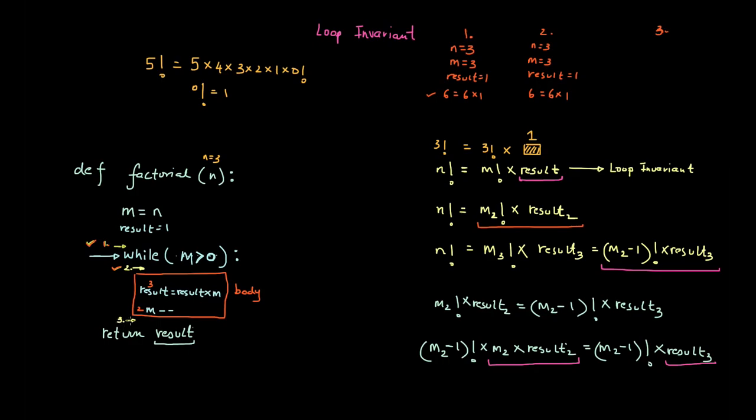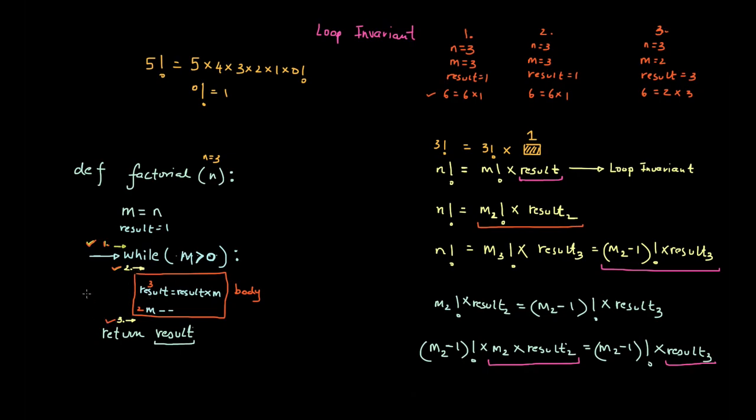What is it at point 3? Just after the body, at point 3, n is still 3. n hasn't changed anywhere in my code. My m has become 2. My result at this point is 3. What's my loop invariant? n factorial equals m factorial times result. n factorial is 6 equals m factorial, which is 2 factorial now, which is just 2, times result. Result is right now 3. So 3 times 2 is 6. 6 equals 6, meaning everything is still okay at point 3 as well.